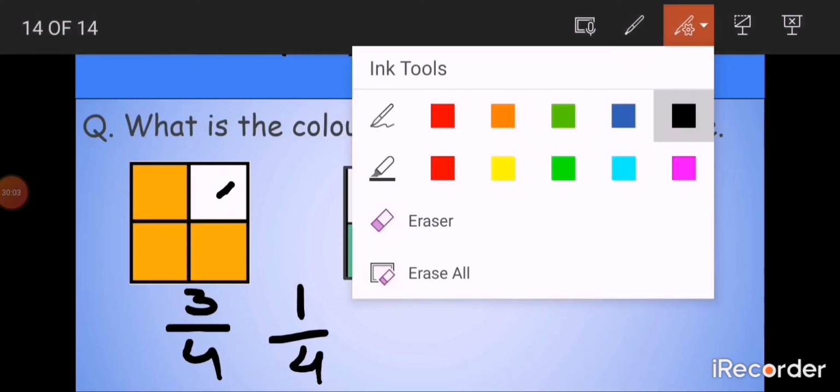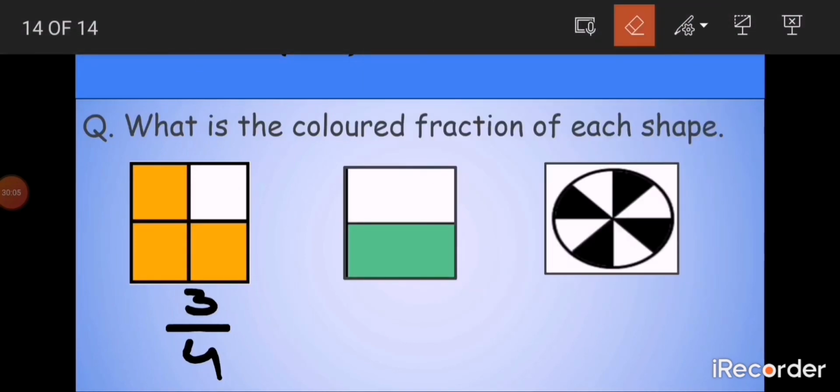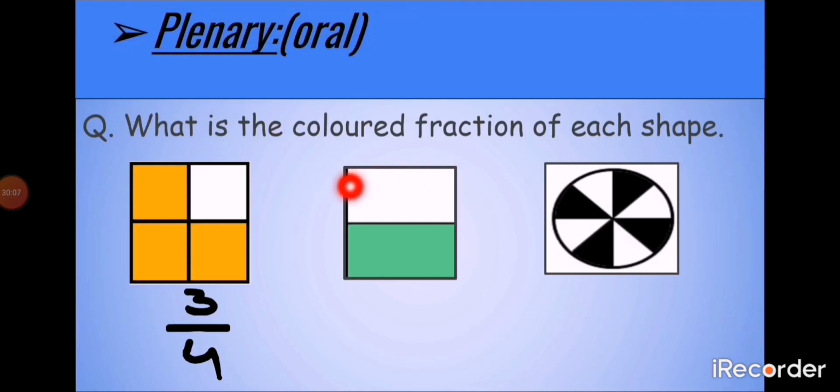Here we only have to find out the colored fraction. Now, the second shape. Again, it is divided into two equal parts. Each part is called half of the whole because it is divided into two equal parts. And how much is colored? One part out of two is colored.